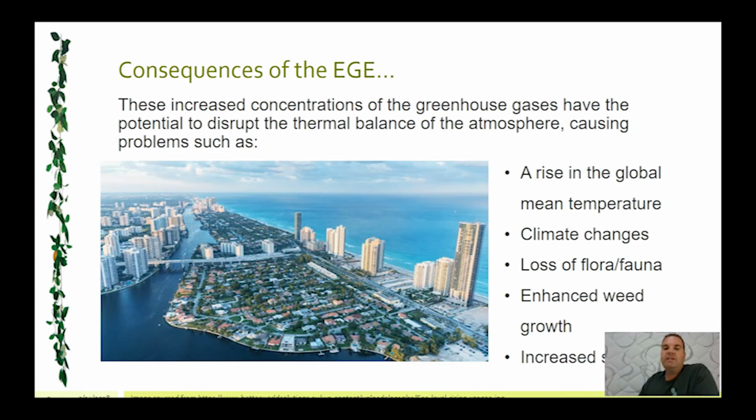And the other one is increased sea levels. So this is a really good example where you've got cities like this, which are right here near the ocean. What's going to happen is that increased temperature will cause icebergs to melt. Obviously, ice is less dense than water. So as it melts, it takes up a greater volume than if it was the ice itself.